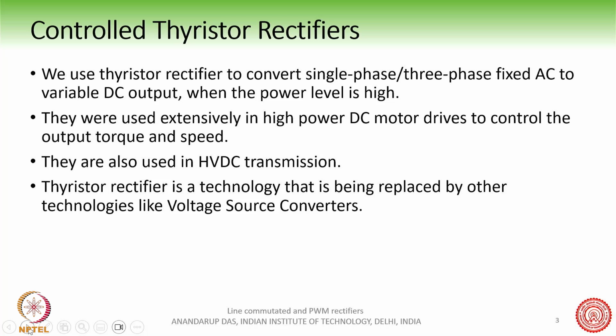Controlled thyristor rectifiers, as we know, are used to convert single or 3-phase fixed AC voltages into a variable DC output voltage. When the power level is high, these thyristor rectifiers are very popular. In earlier days they were used extensively in high-powered DC motor drives to control the output torque and speed. As long as DC motor drives were popular, thyristor rectifiers were also very popular.